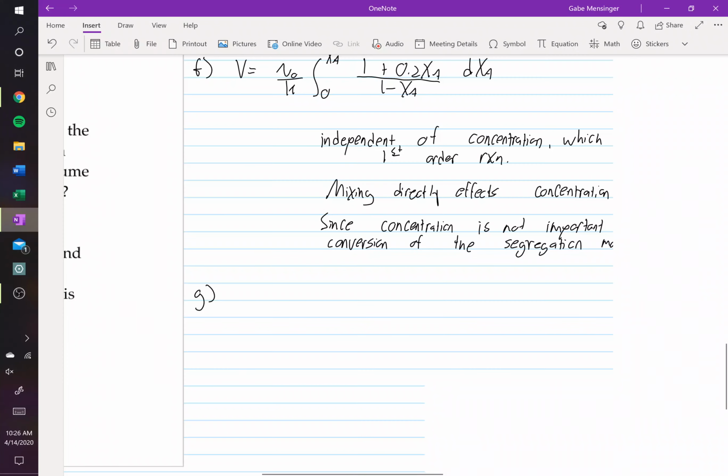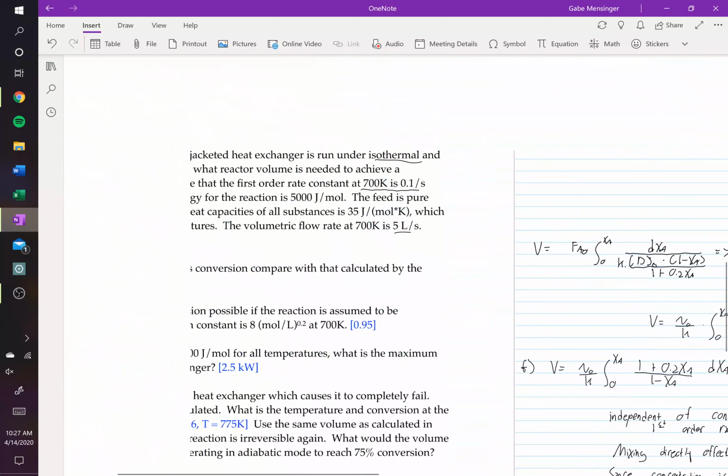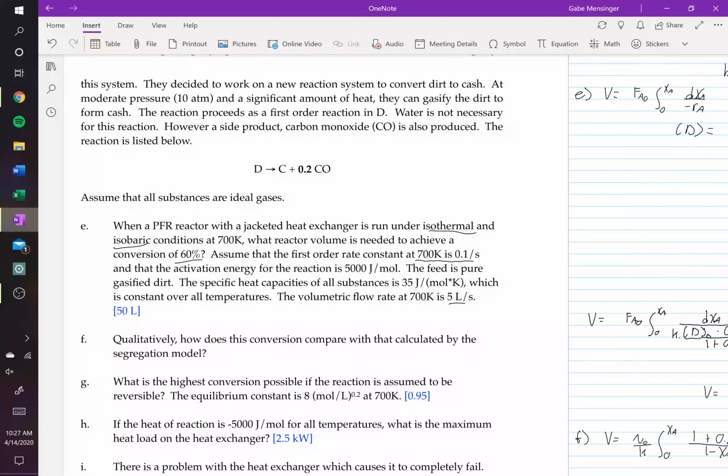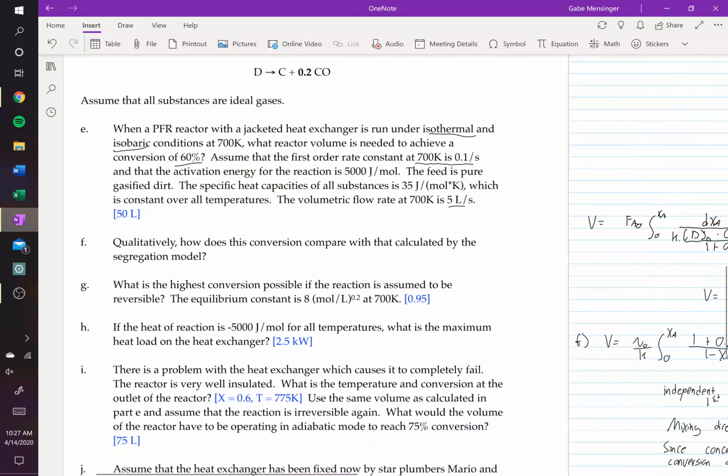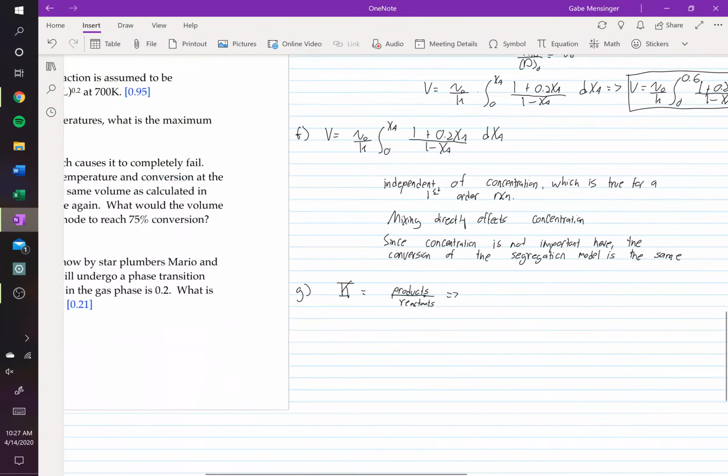Okay, if you'll remember that our equilibrium constant, just capital K, is equal to products over reactants, where products and reactants are raised to the power of their stoichiometric coefficient. So, from the reaction, we can write our equilibrium conversion in terms of those concentrations.